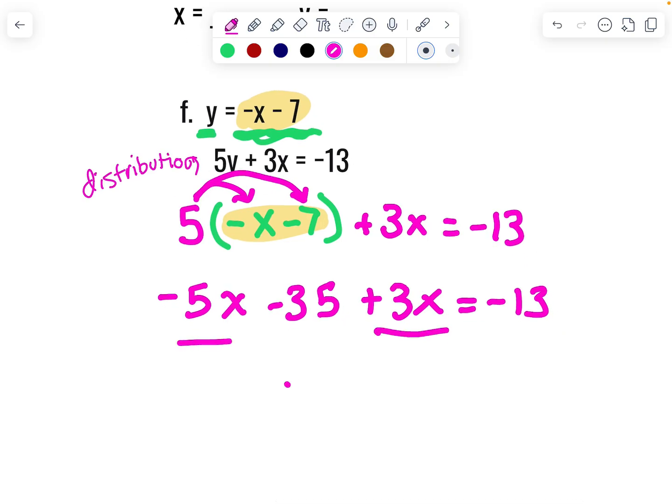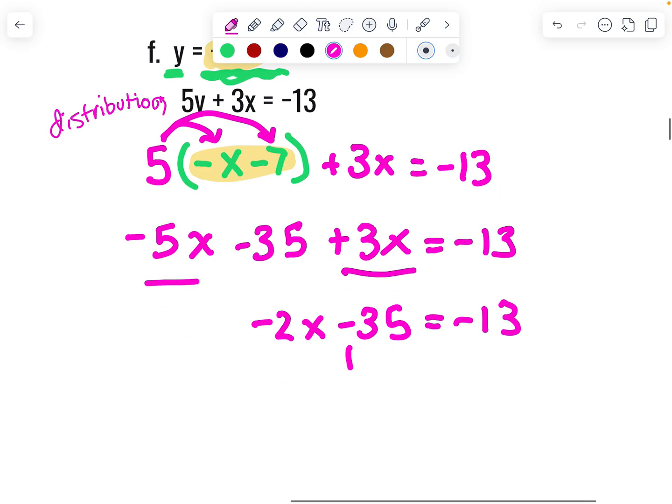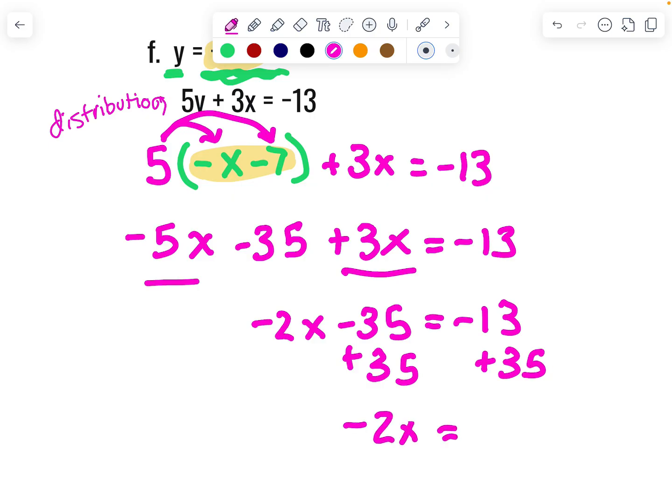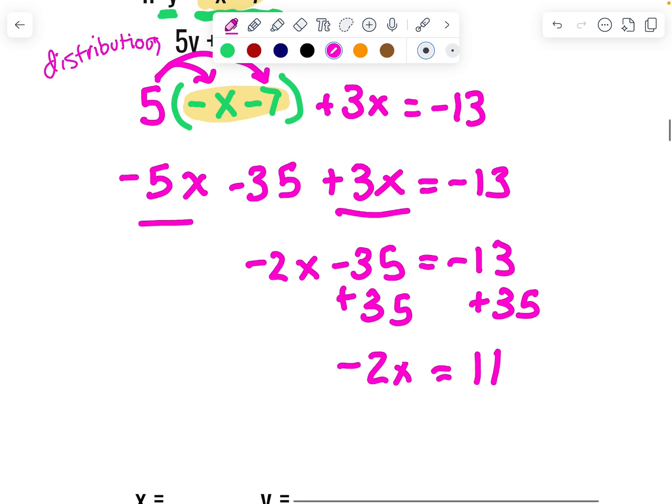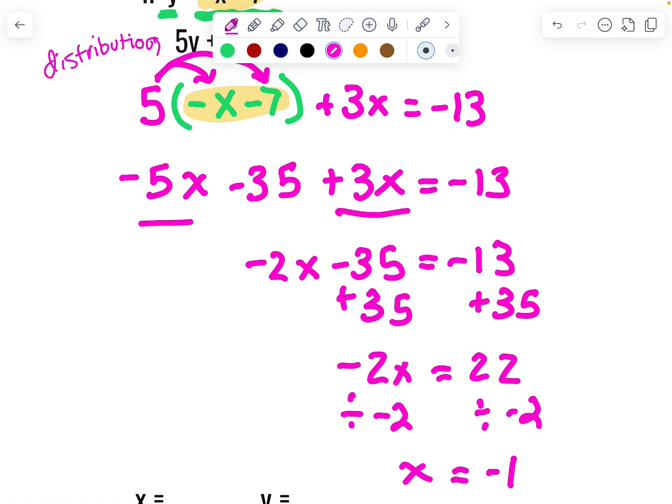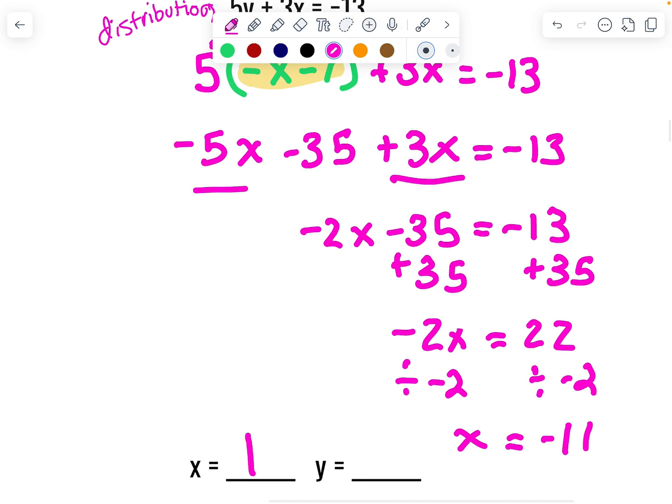I can combine the x's to get negative 2x minus 35 equals negative 13. Add 35 to both sides, so negative 2x equals 22. And then divide both sides by negative 2, so that x equals negative 11.